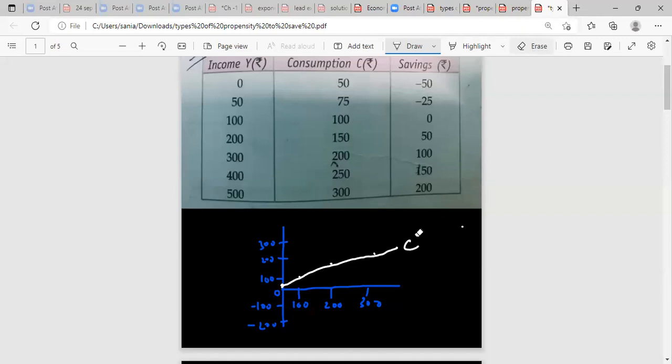Okay, now coming to savings. I'll erase this because it will create confusion. For income 0, savings is minus 50, so it will start from here. For 50, it is minus 25, so it will lie here. For 100, it is 0. For 200, it is 50, so it will sit here. For 300, it is 100. So your saving curve will go like this. Clear? Yes, ma'am, it's clear. So quickly draw it and then we'll move on.